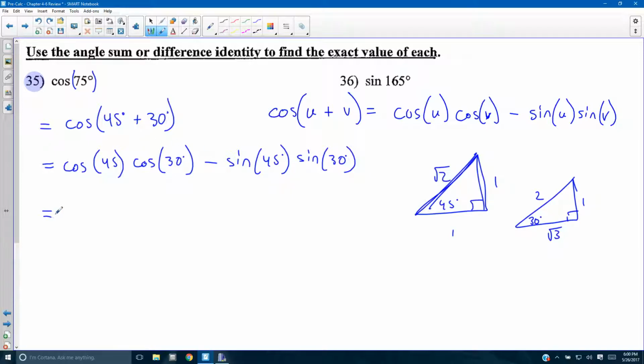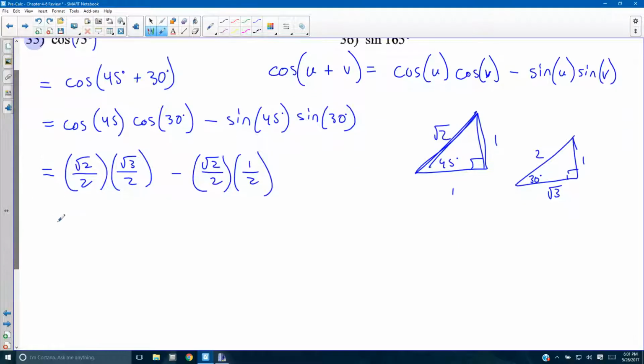Cosine of 45 here, that's 1 over root 2, which is root 2 over 2. And I'll multiply root 2 over 2 with cosine of 30, which is root 3 over 2. So root 2 over 2 times root 3 over 2 will be those two. Sine of 45, like cosine, is also root 2 over 2, the same angle. Sine of 30 here is going to be 1/2.